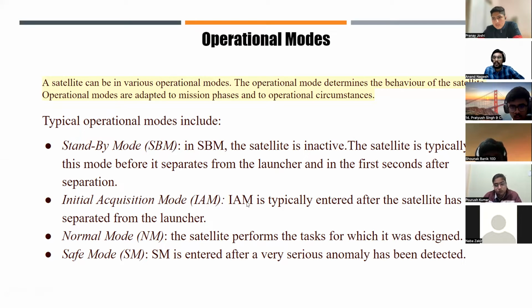Then comes the initial acquisition mode, where the satellite has separated from the launcher, and then it starts to communicate to the ground station by its own. Then comes the normal mode, where the satellite performs the tasks for which it is designed. Like I told you, there are mission objectives for which it is designed, and it starts performing those activities. Then there is the safe mode: if any anomaly occurs undetected, the satellite by default goes into a safe mode so that other electronics on board are not damaged.